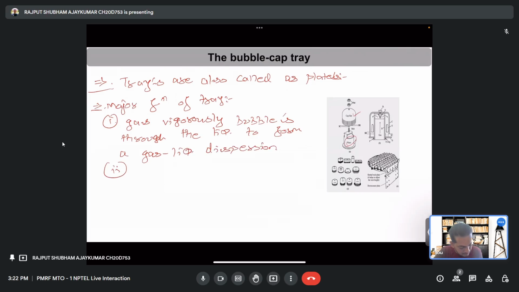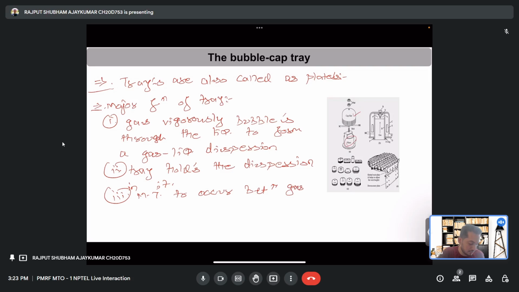and the second one is the tray holds the dispersion in it. So this is what is called the main function, and mass transfer occurs. So the main thing is they will hold the dispersion and they will allow the mass transfer to occur between gas and liquid.